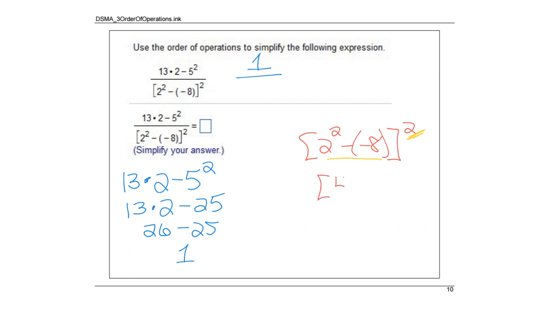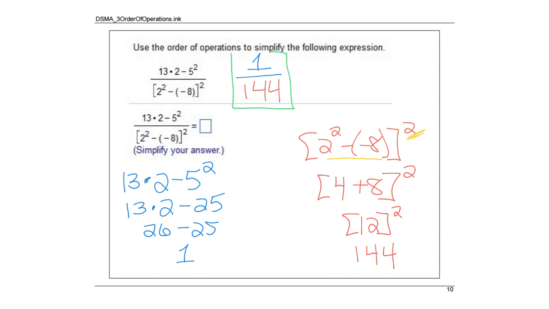So we have 4, right? 2 times 2 is 4. And then we have negative 1 times negative 8. So that's going to be plus 8. That's going to all be squared. So 12 squared, that gives me 144. So I have 144 in the denominator. And that's all we can do. But it's very important that the 1 stays put in the numerator because this is a fraction. And so the final answer is 1 over 144.